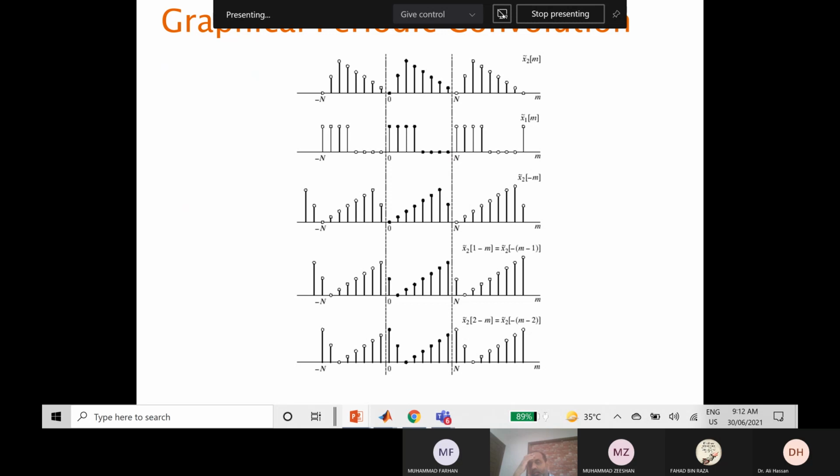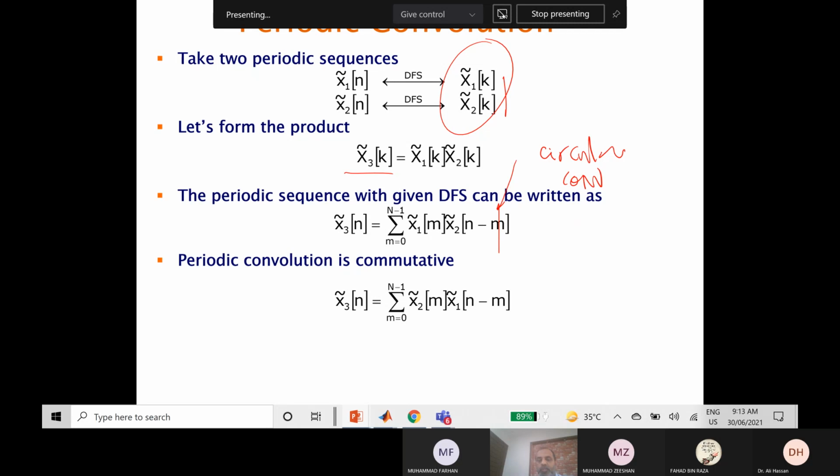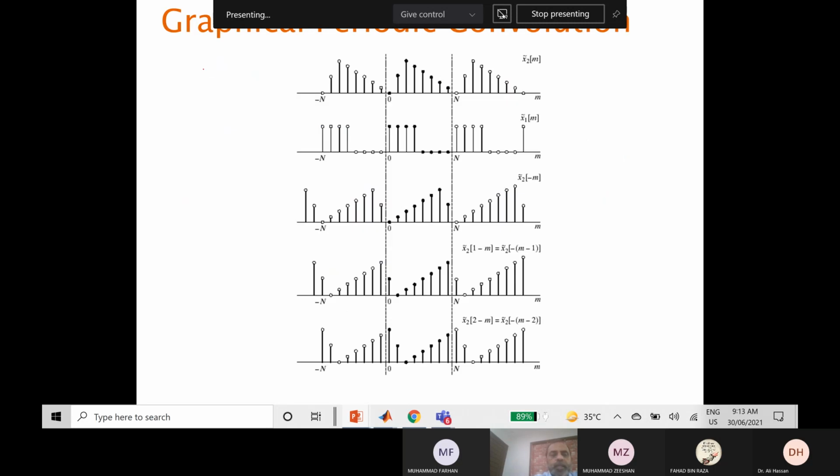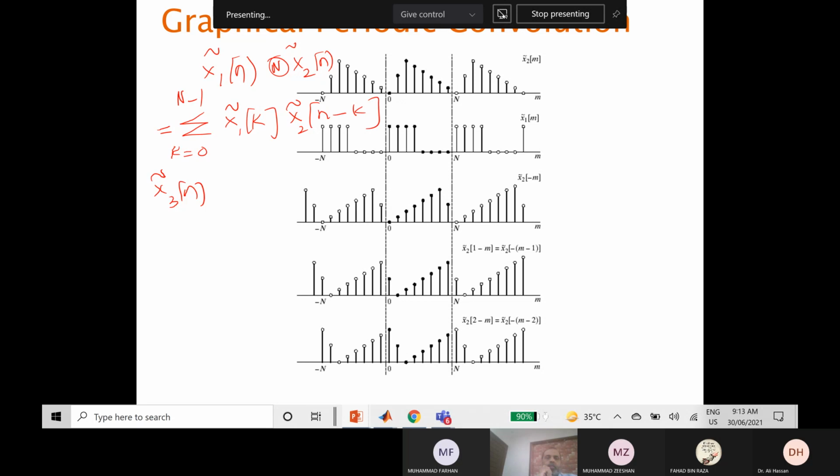But how do you do the circular convolution? This is a bit complex: how do we compute the circular convolution of two signals? Let's say we have x1 of n, and usually we use this notation to perform circular convolution, x2 of n. Its formula is the sum as k goes from 0 to N minus 1 of x1 tilde of k, x2 tilde of n minus k, which gives another signal x3 of n, which is also periodic.